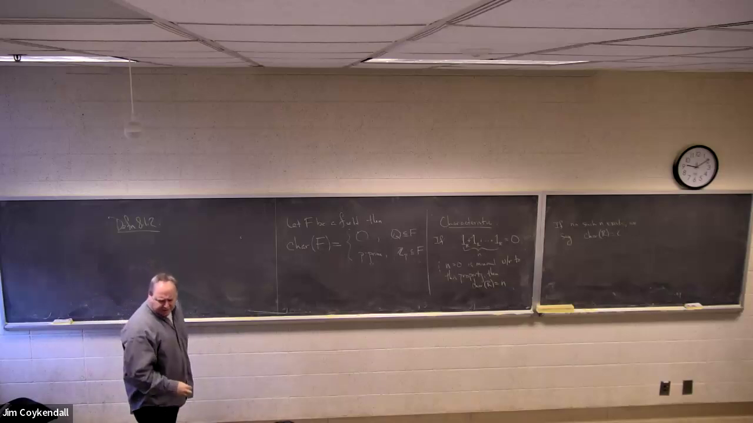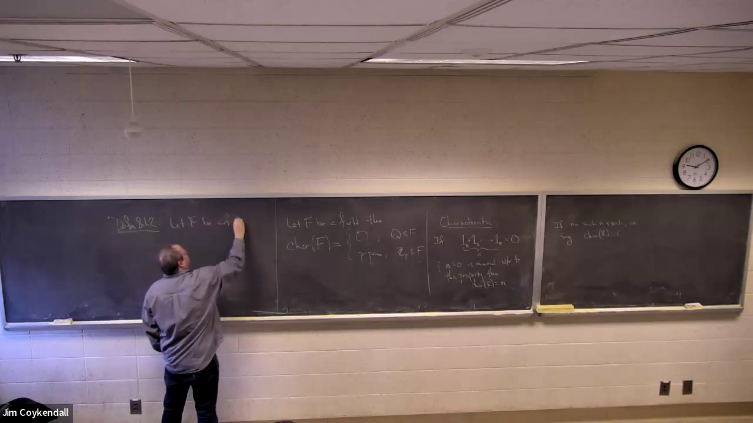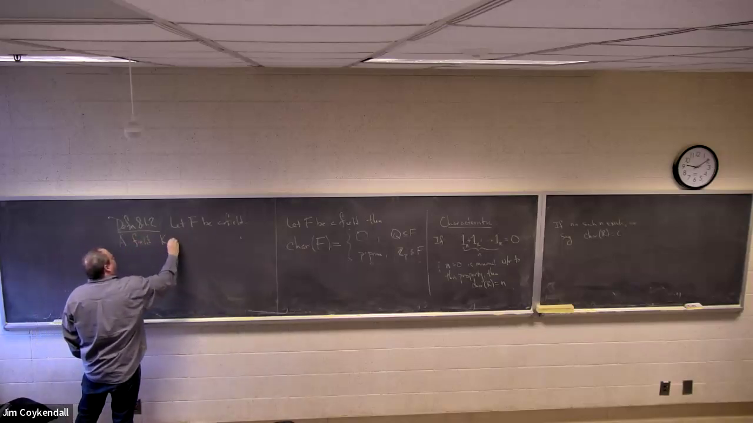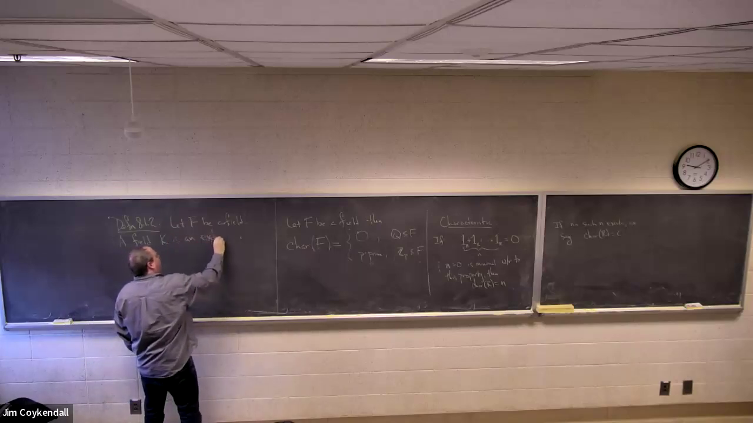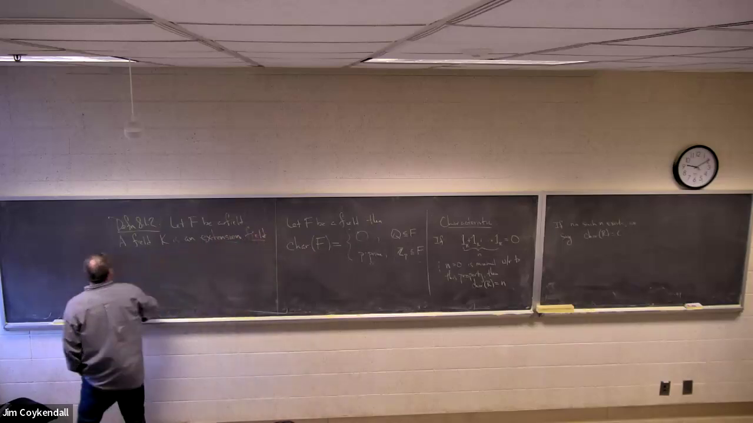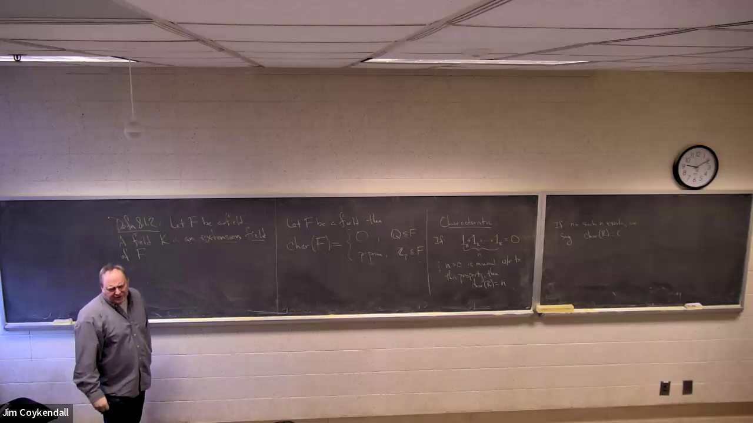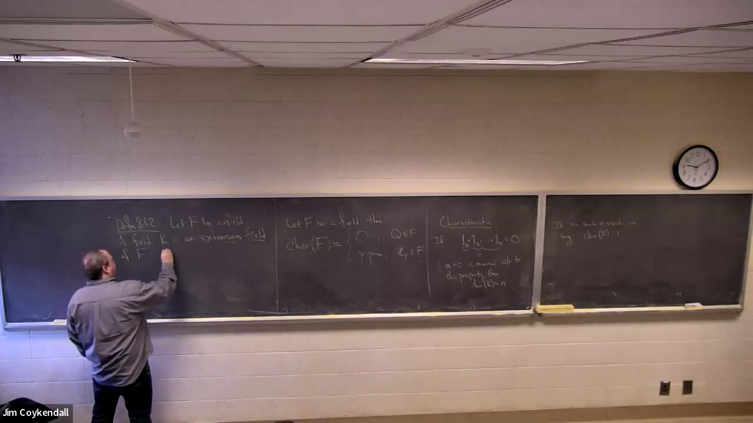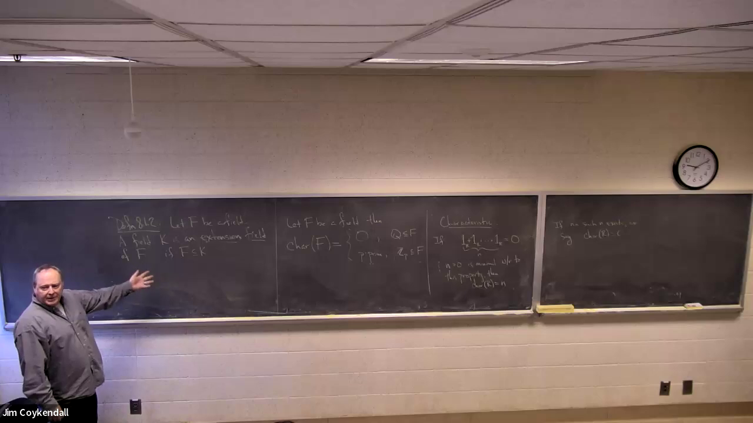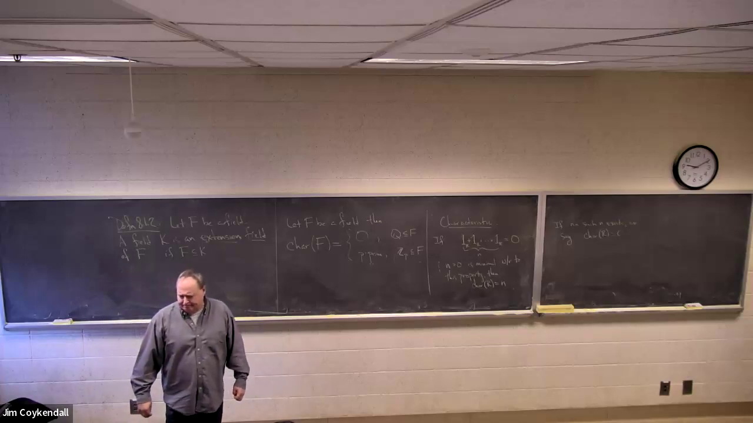Definition. A field K is said to be an extension field of F, and sometimes I'll just be lazy and say it's an extension of F, if K contains F. Okay, easy peasy lemon squeezy. What does it mean to be an extension field? It's just a bigger field containing F. That's it.